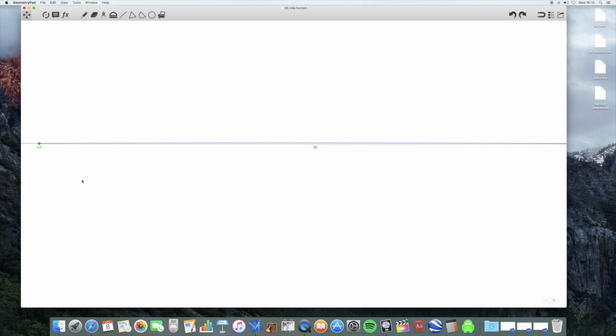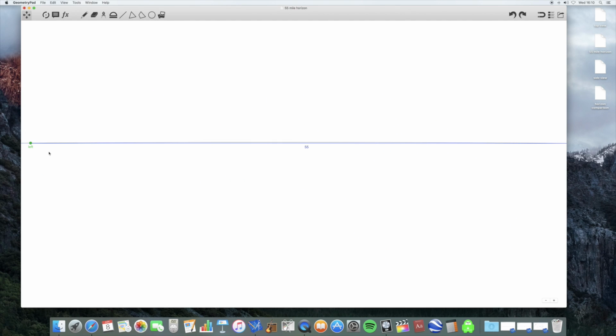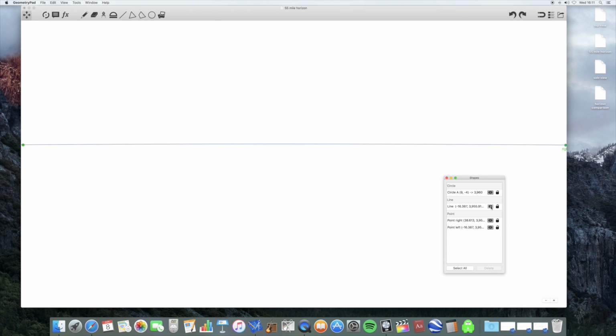So this left and right here correspond to left and right here, these two green circles here. So the person's here and they're looking towards this red circle marked right here. So they're seeing this line from this angle here. So that's their left and right there. So that's how curved it looks. That's how curved a line 55 miles long looks. That's the perfectly straight line, and that's the curved line.